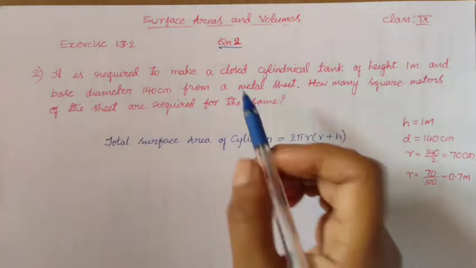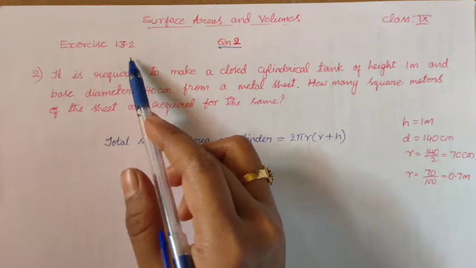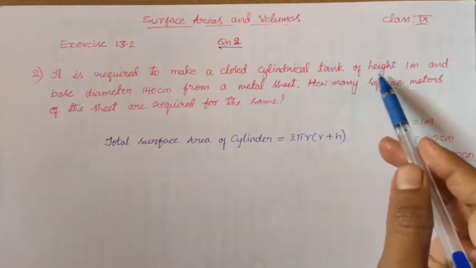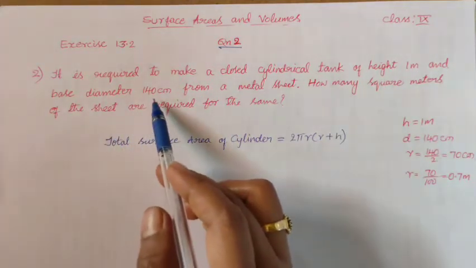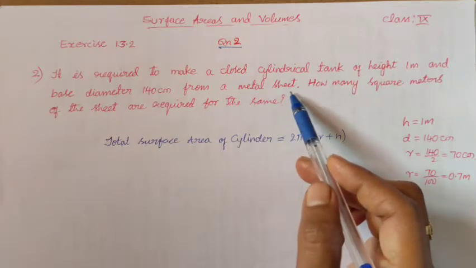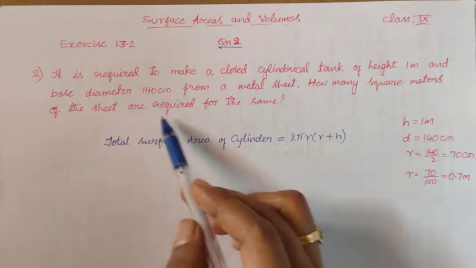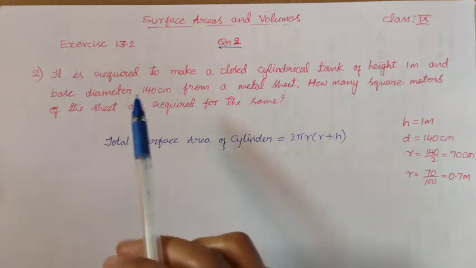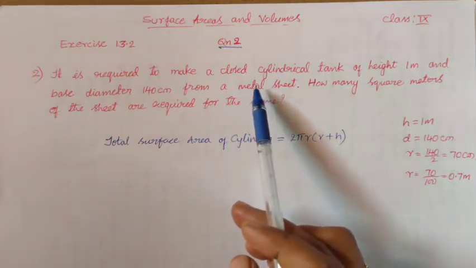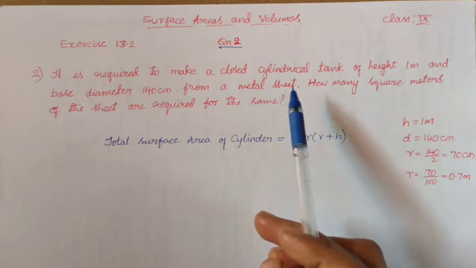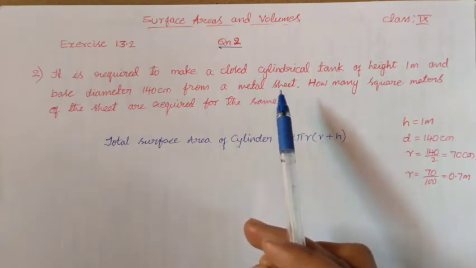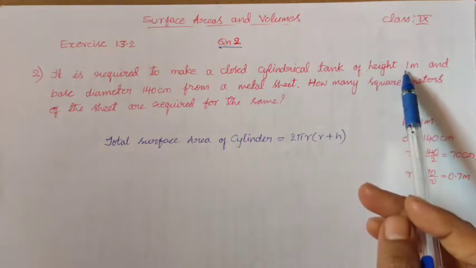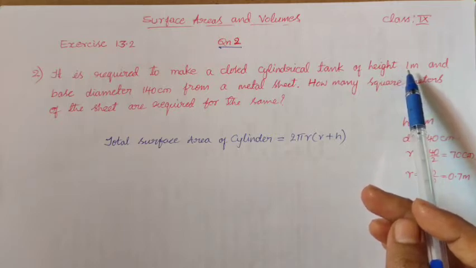Students, let us discuss the second question from exercise 13.2. The second question is, it is required to make a closed cylindrical tank of height 1 meter and base diameter 140 centimeter from a metal sheet. How many square meters of the sheet are required for the same? I read the question again. It is required to make a closed cylindrical tank. Here a cylindrical tank is made using metal sheet. It is closed, and its height is 1 meter.